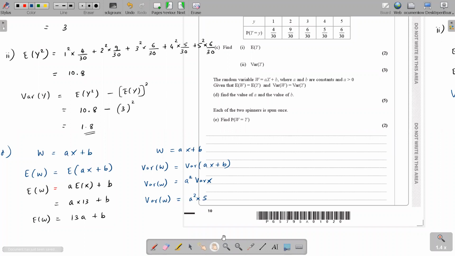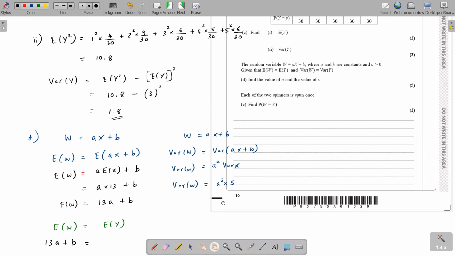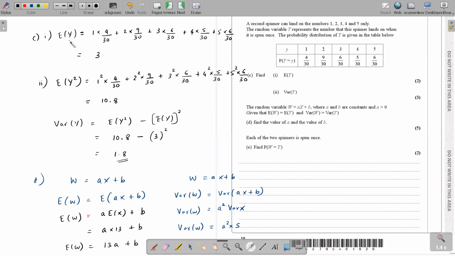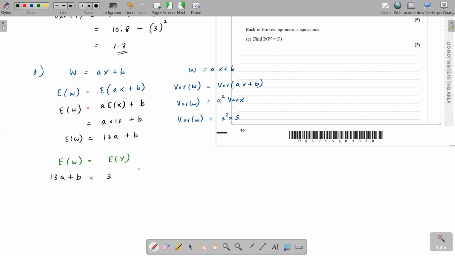So they say E(W) is equal to E(Y), right? Do you see they say E(W) equals E(Y)? Yes. So now get the value. E(W) we found is 13A plus B. E(Y) is found above, right? E(Y) we found as 3. See, in part C, E(Y) is 3. So actually we are going to build a pair of simultaneous equations. So this is equation number 1.